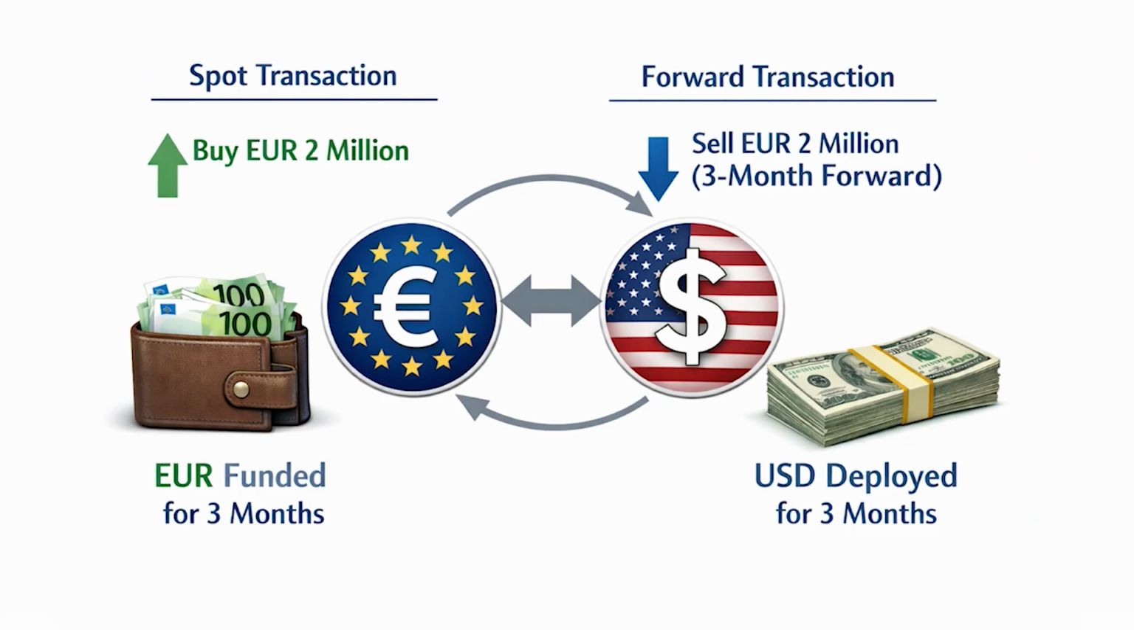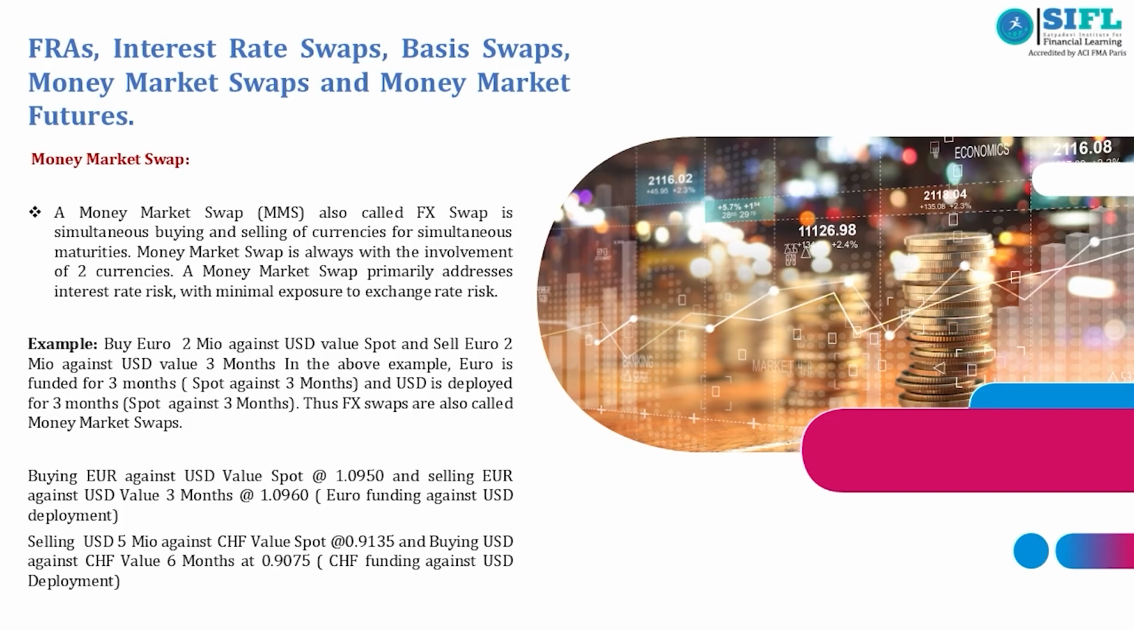Buy €2 million against USD value spot, and sell €2 million against USD value 3 months. Here the euro is funded for 3 months, and the USD is deployed for 3 months. That's why an FX swap is also referred to as a money market swap.